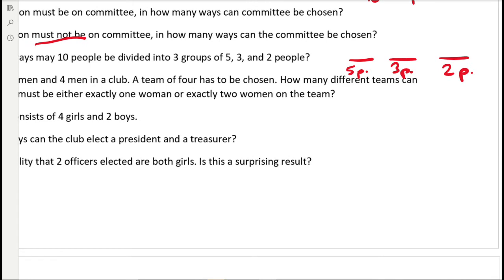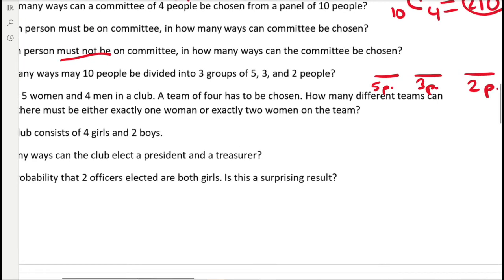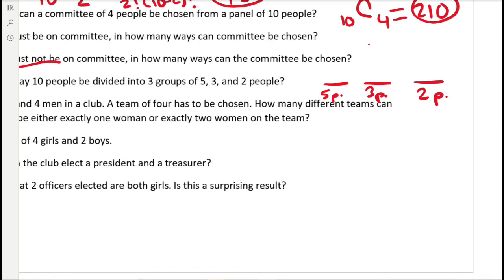So let's say we want to choose the group of 5 people. How many different ways do we have of choosing a group of 5 people? Well, we have 10 people and we're choosing 5 of them, so that's going to be a combination of 10 choose 5. That's how you do the group of 5 people. Now, once we choose those 5 people, we only have 5 other people to choose from, so 5 people left. How many different ways of choosing the group of 3? In that case, it's a combination of 5 people, choosing 3 of them.